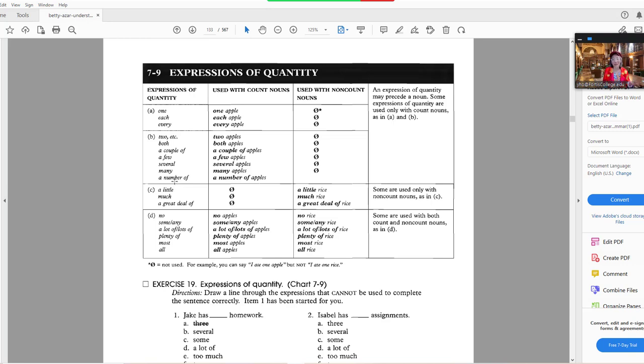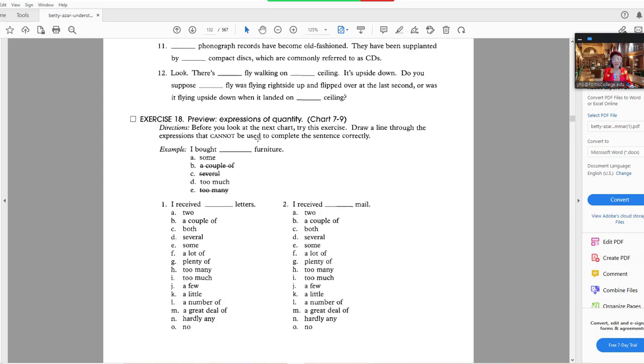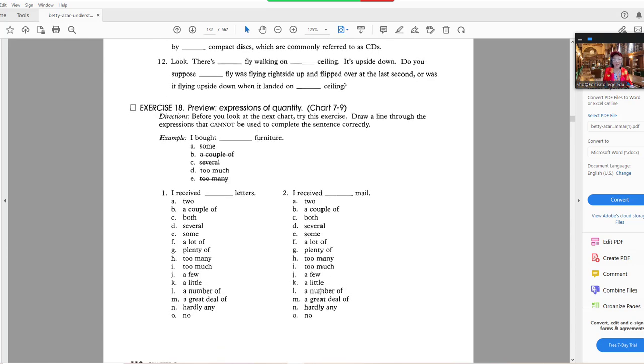That you can use with count nouns. So this is why when I was back here with mail, you can't say a number of mail. I knew that wasn't right. I was like, that doesn't sound right. That's because a number of goes back to I received a number of letters. Yes, that's correct, because you're counting how many letters you received.